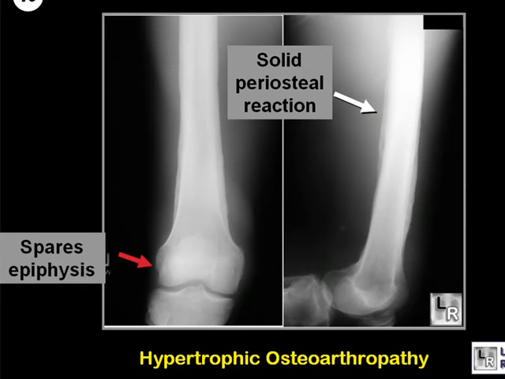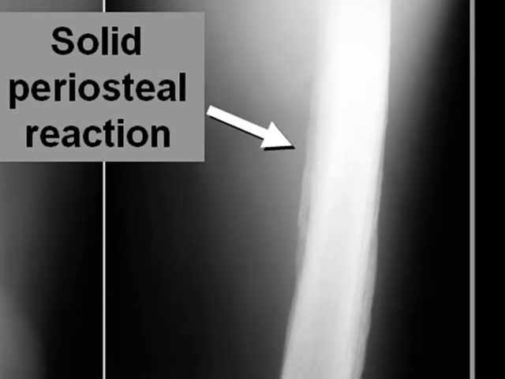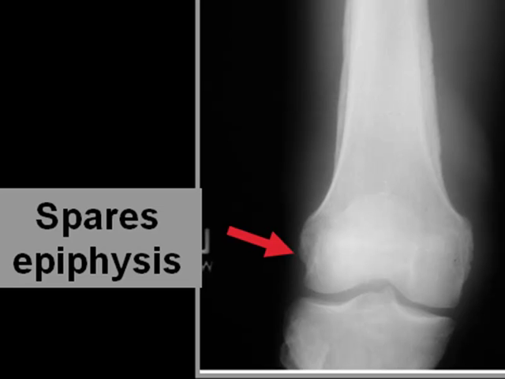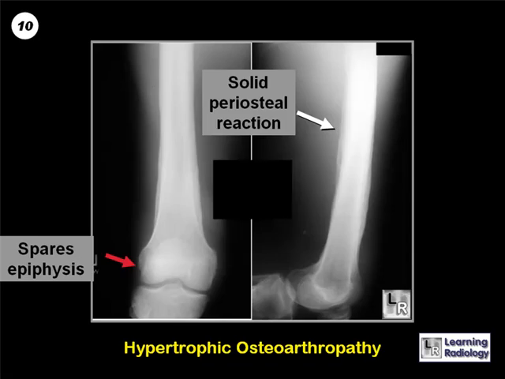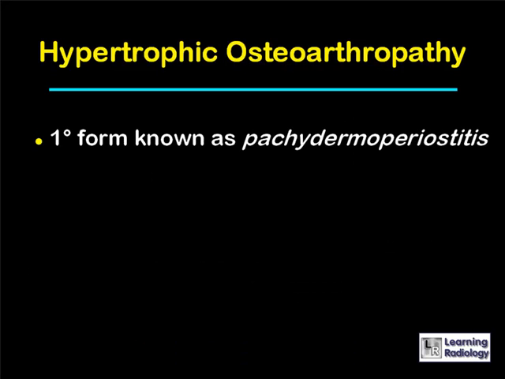There is thick, solid periosteal reaction. You'll notice that the periosteal reaction occurs in the metaphysis and the diaphysis, but spares the epiphysis. Hypertrophic osteoarthropathy in its primary form is known as pachydermoperiosteitis and is rare.